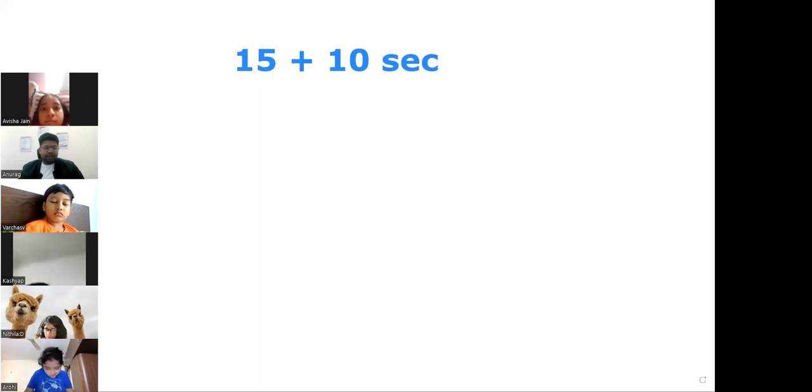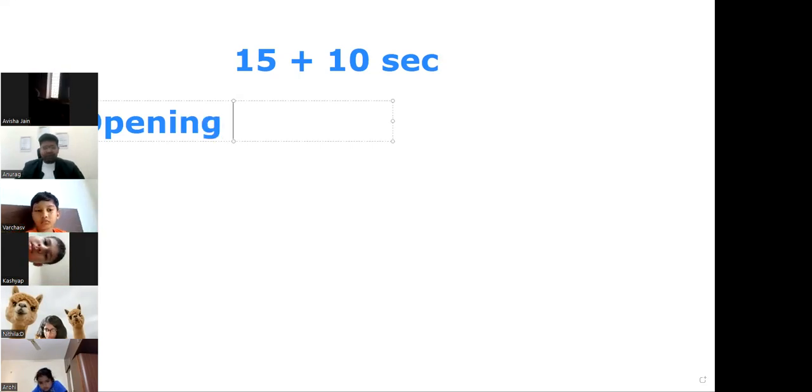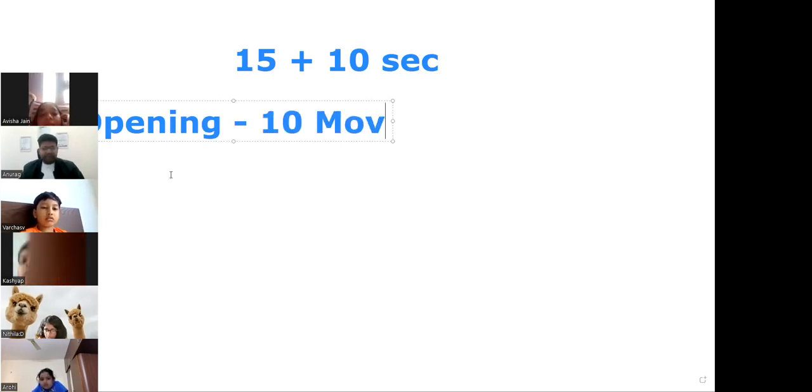So say middle game, opening. Let's start with opening. All right. Sorry if the spelling is wrong. Okay. Opening usually lasts for some 8 to 10 moves. Okay. I'll select the higher side, that is 10 moves.